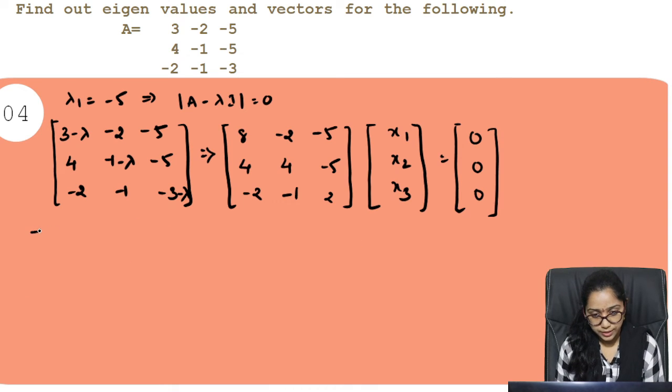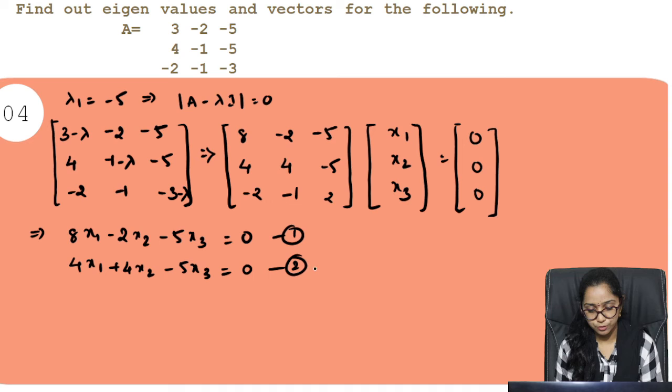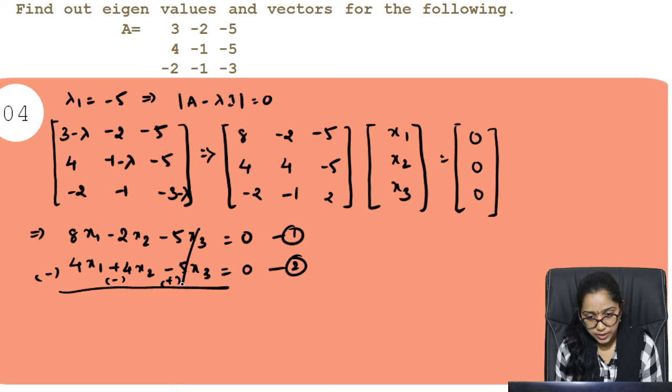Now let us find the equations. 8x1 minus 2x2 minus 5x3 is equal to 0. Let's say equation 1. Then 4x1 plus 4x2 minus 5x3 is equal to 0. Let's say equation 2. Let me stop here first so that we can eliminate one particular variable. I am interchanging the signs, that is, simply subtracting equation 1 and equation 2. Minus plus, so this will get cancelled.